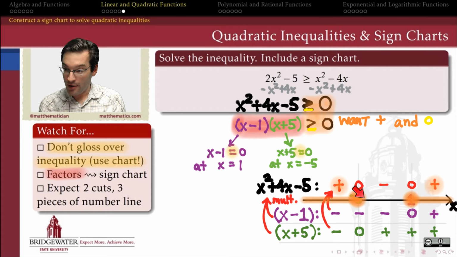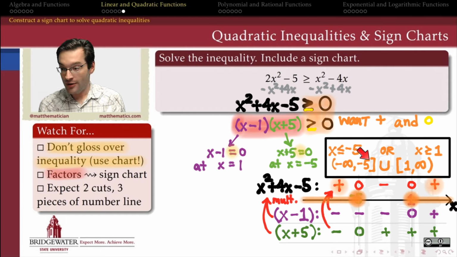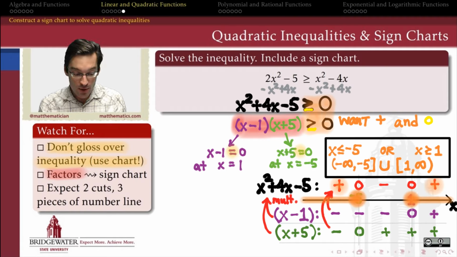So the part I care about is shaded right here, from negative 5 down to negative infinity, and from positive 1 up to positive infinity. So the solution of my inequality is x is less than or equal to negative 5, or greater than or equal to 1. And in interval notation, that takes me from negative infinity to negative 5, and from 1 to infinity. So that closed our book of the study of quadratic functions and inequalities.